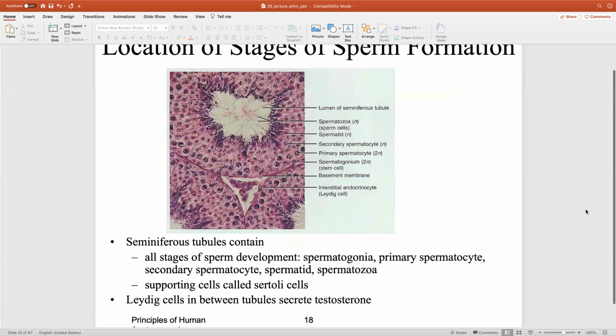Now, again, the interstitial cells are back here. So here's one seminiferous tubule, a second seminiferous tubule, and then a third seminiferous tubule. You're going to have interstitial cells found in the interstitial space between the seminiferous tubules. These are the cells that release testosterone with the release of LH.